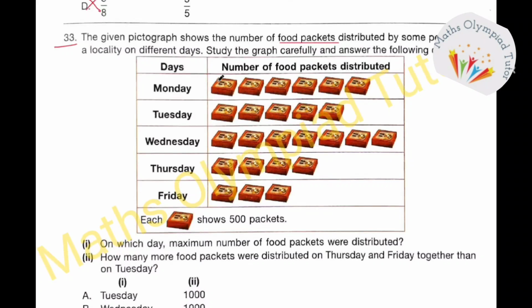So here some pictures of food packets are there, and this is the most important information which is being given. Each picture shows 500 packets. This means, for example, on Friday there are 3 pictures of food packets. So the total number of food packets is 3 into 500, that is 1500. So in this way we have to calculate.